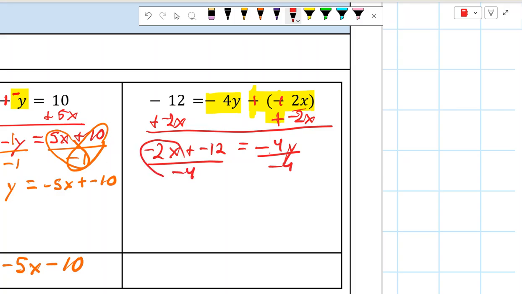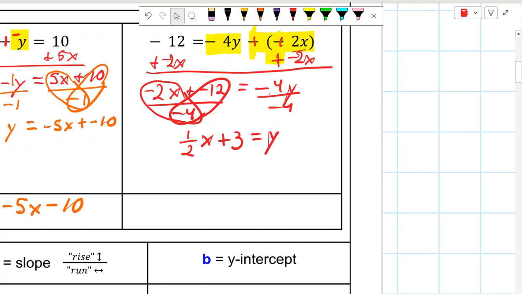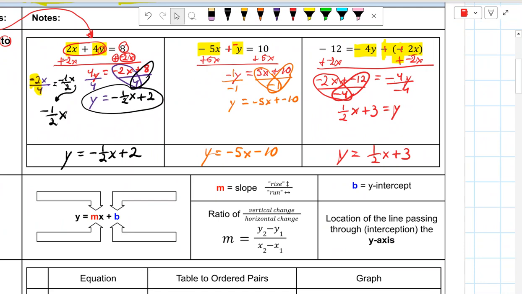And this is very similar to the very first one. A negative divided by a negative is a positive, so that's going to be a half x, and then a negative 12 divided by negative 4 is going to be positive 3, and that's all going to be equal to y. Now to write that into slope-intercept form, we do y is equal to half x plus 3. So that's how you change equations into slope-intercept form.